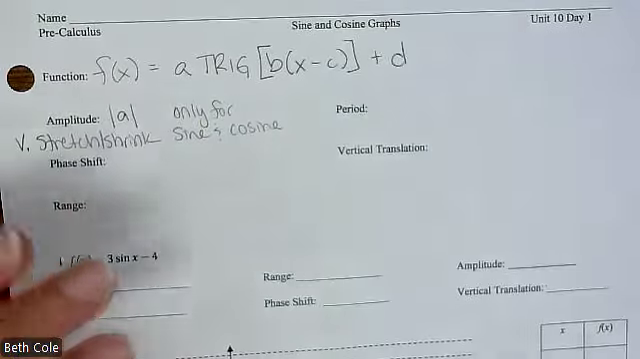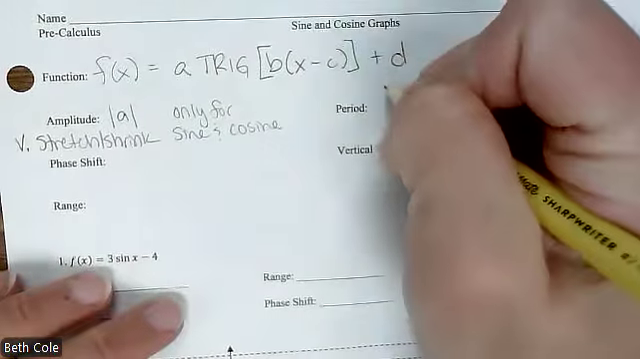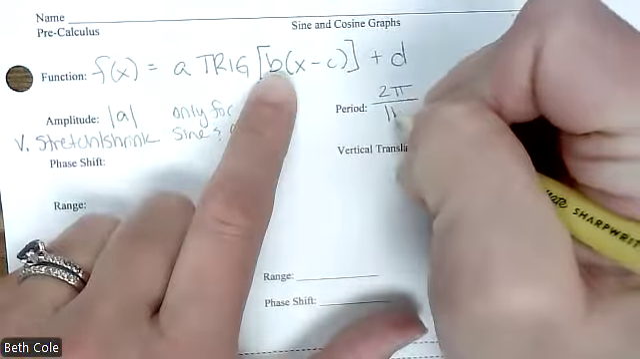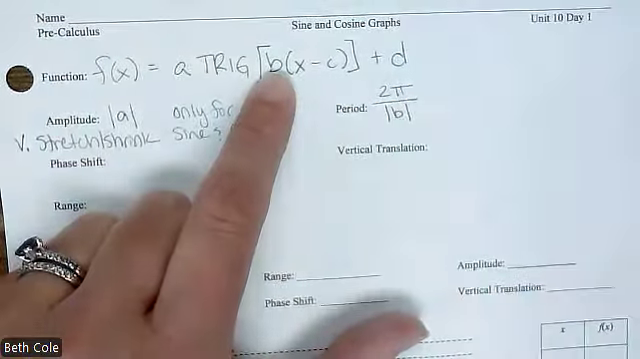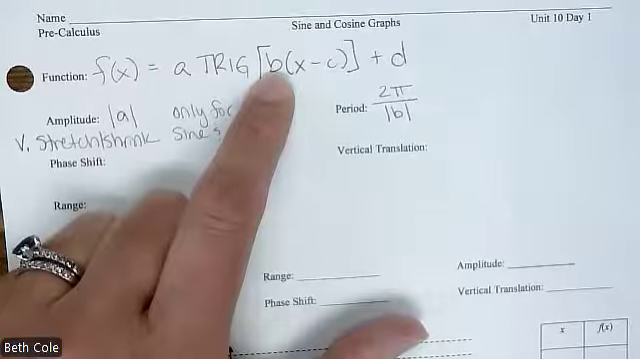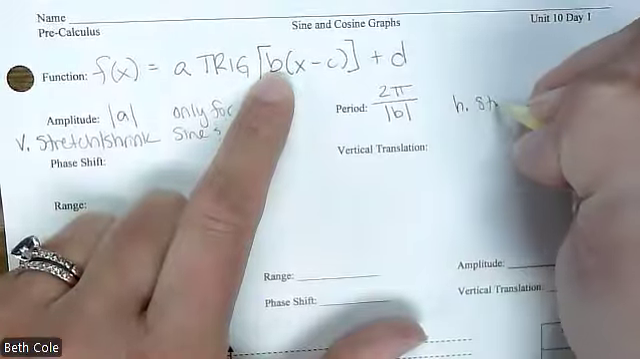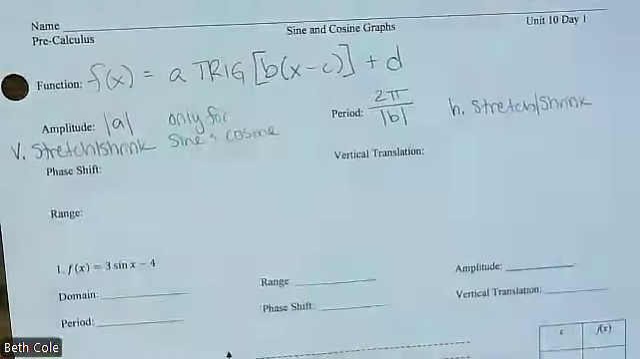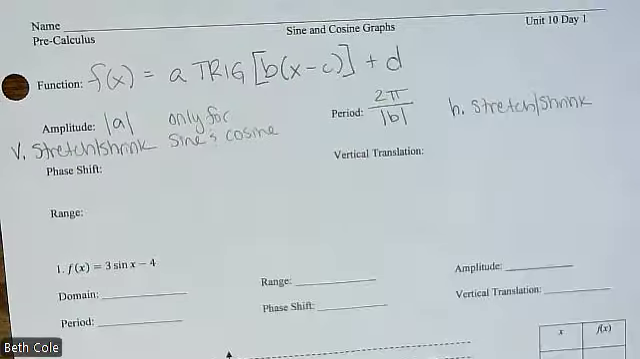All right, period. Once around the circle is 2 pi, you're going to divide that by your b value. But again, it can't be negative, so you're just going to absolute value it. This is your horizontal stretch or shrink. So think like an accordion. Use your imagination. Can you imagine taking the wave and stretching it like this or shrinking it like this? Like an accordion? All right, it's your horizontal stretch or shrink.